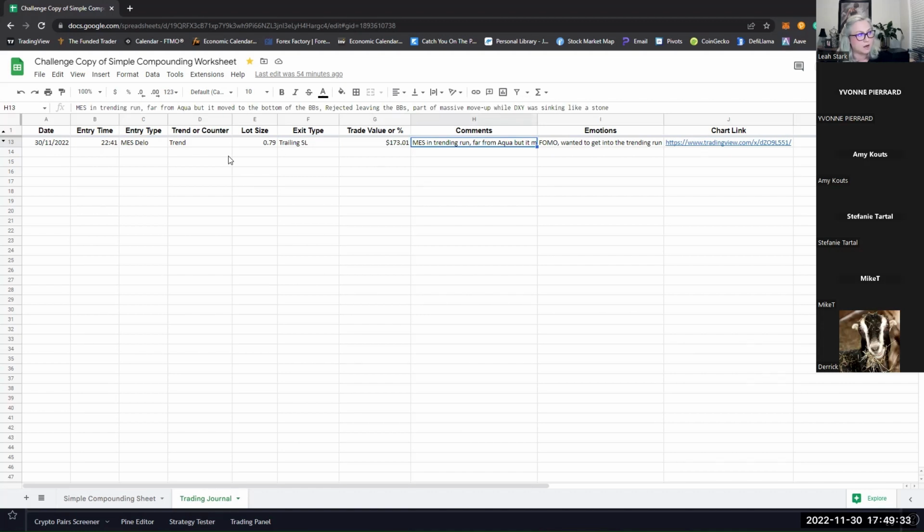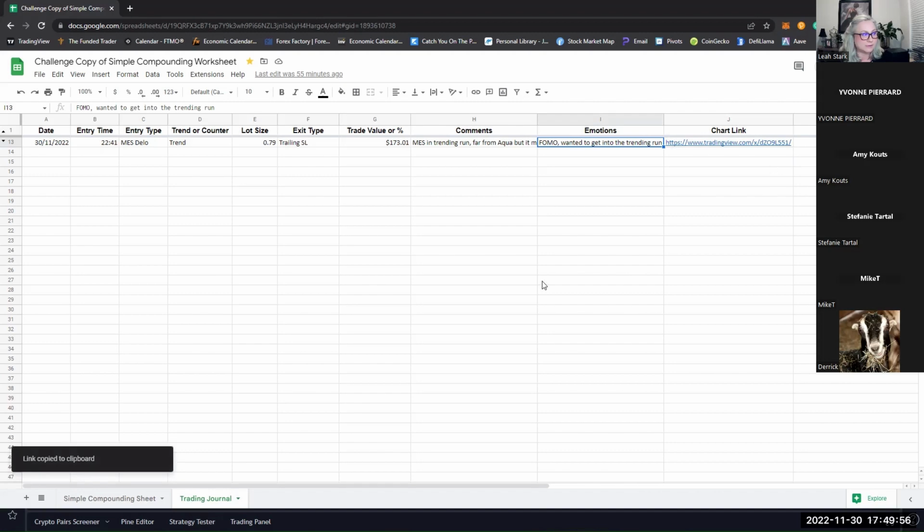It was far from the aqua, but it moved to the bottom of the Bollinger Bands. It rejected leaving the Bollinger Bands, and it was part of a massive move up while the DXY was sinking like a stone. Emotions: I fully recognize it was FOMO. I wanted to get into the trending run. And in hindsight, that is something I would definitely reconsider.